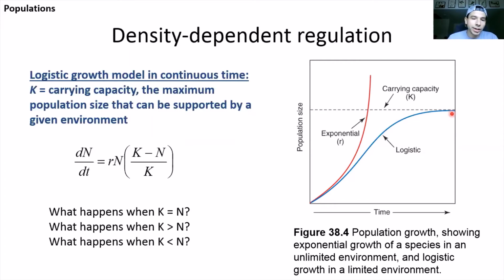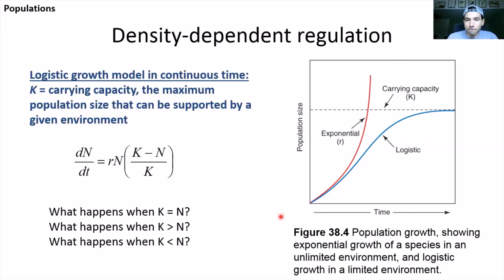So I want you to understand what happens in these different scenarios. What happens when K equals N? If you do the math, you should be able to see what happens when K equals N. Or what happens when K exceeds N. And even though theoretically the curve won't be able to pass K, in reality, an animal population can exceed its carrying capacity. And so what would happen if K is less than N?